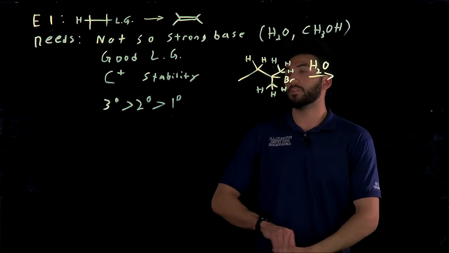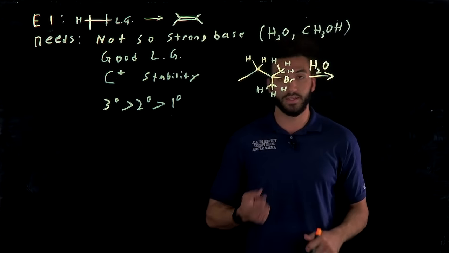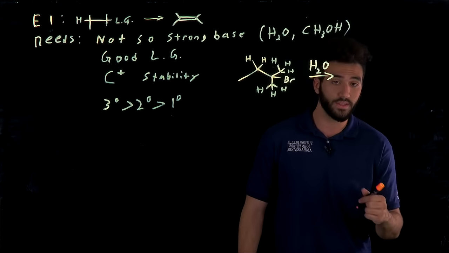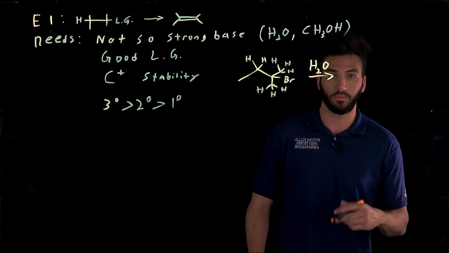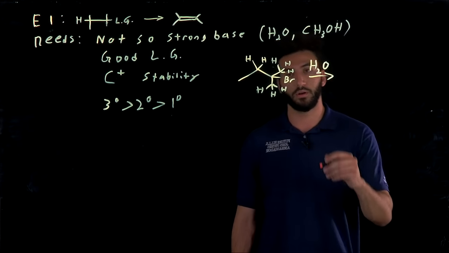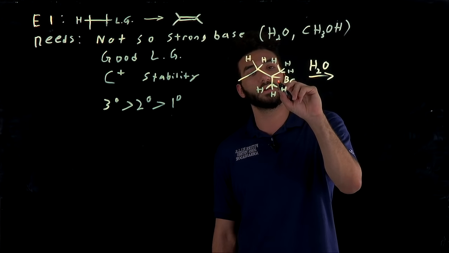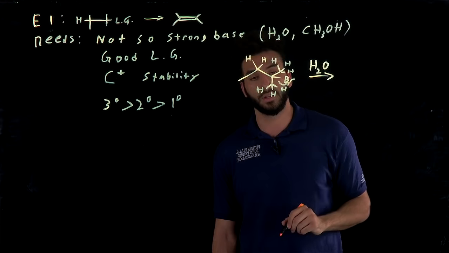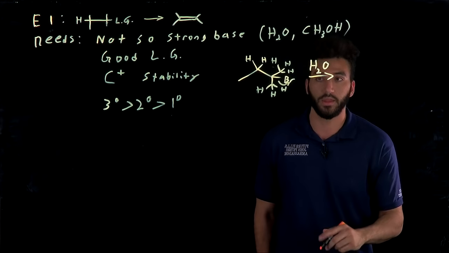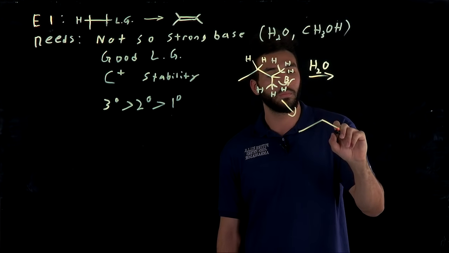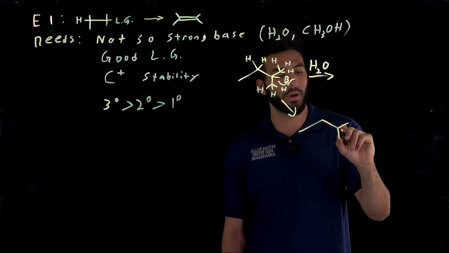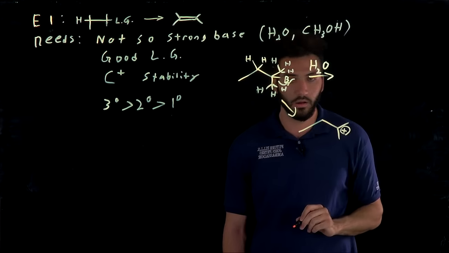So what is the first step of an E1 reaction? First step is loss of a leaving group, right? Relate this to SN1. SN1, you had loss of a leaving group being your first thing happening. Same thing for E1, okay? So how that looks is that. Br is going to leave, it's going to take its electrons with it, and you're going to have this product formed. Positive charge right there, okay?